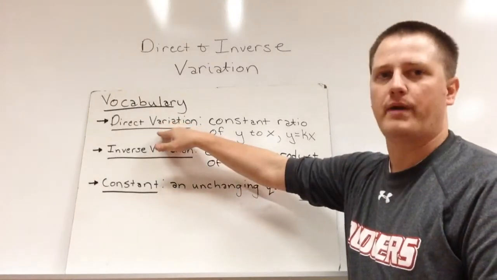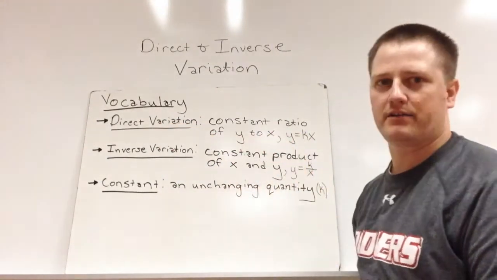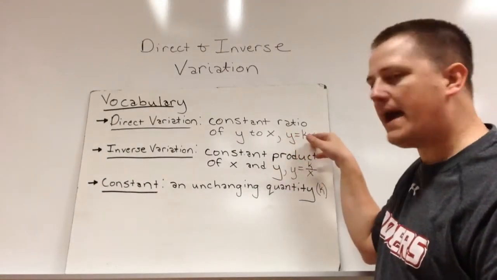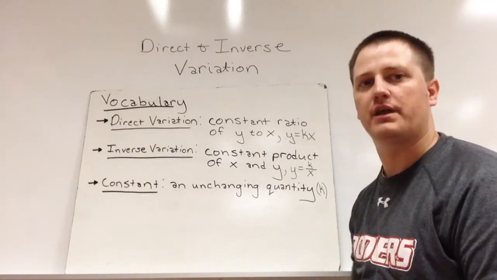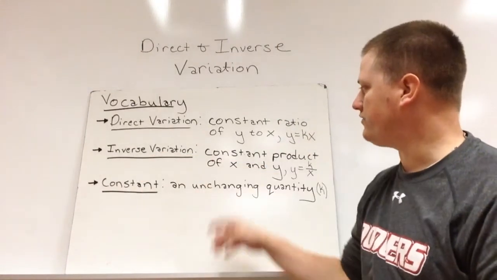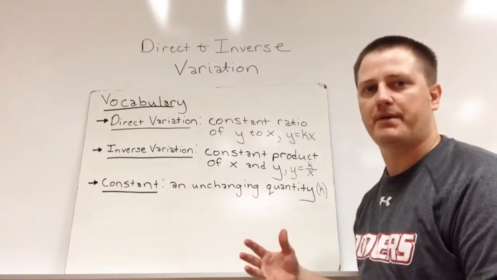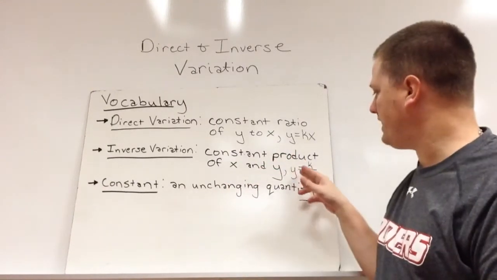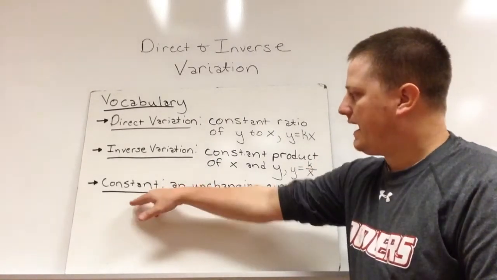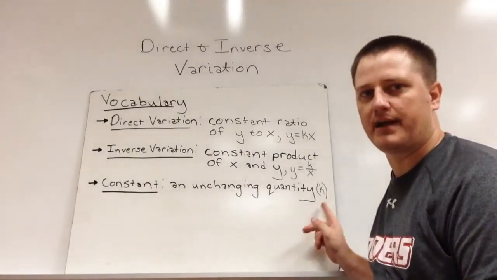Vocabulary: direct variation is a constant ratio of y to x, which will typically end with an equation of y equals kx, and we'll substitute the constant in for k. Inverse variation is a constant product of x and y, which will typically have an equation of y equals k divided by x. And a constant is an unchanging quantity typically represented by the letter k.